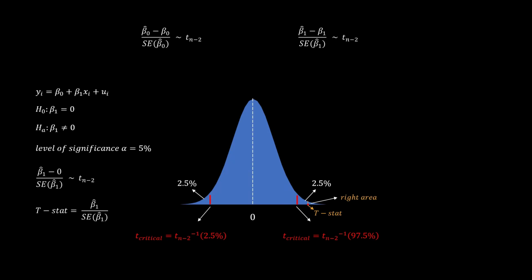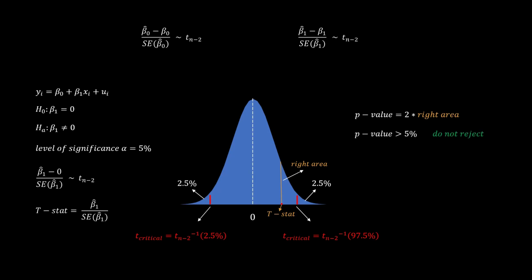Similarly, if the t-stat is positive, as is in this case, p-value is twice the tail probability to the right of t-stat. If this p-value is less than 5%, we say that p-value is significant and we reject the null. Similarly, if p-value is greater than 5%, we say p-value is not significant and we do not reject the null.